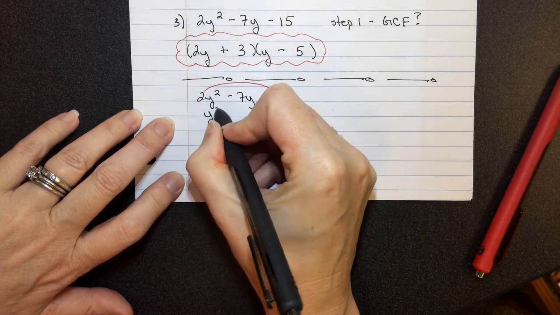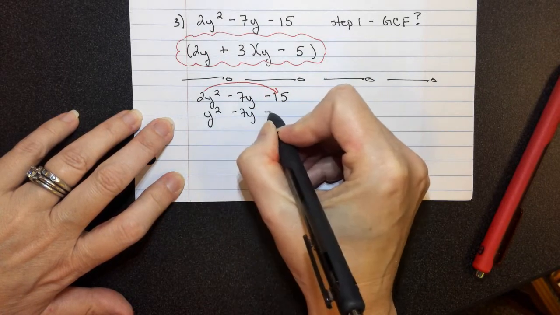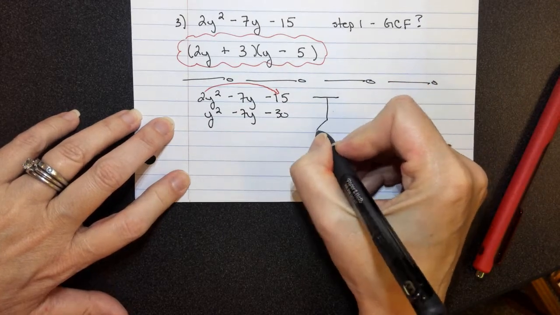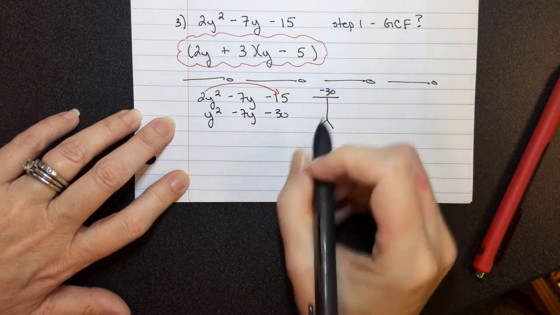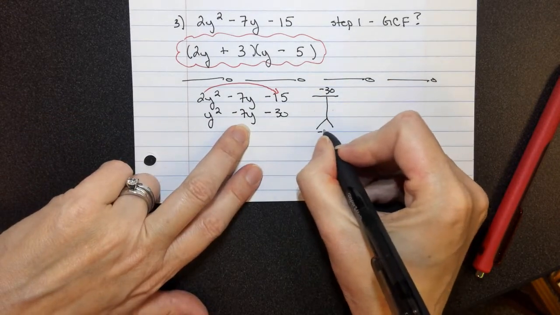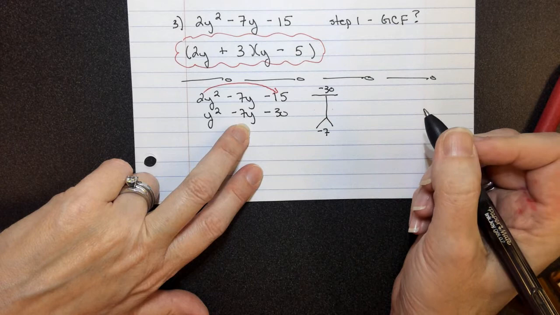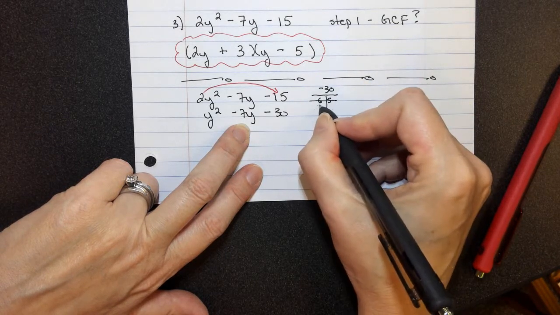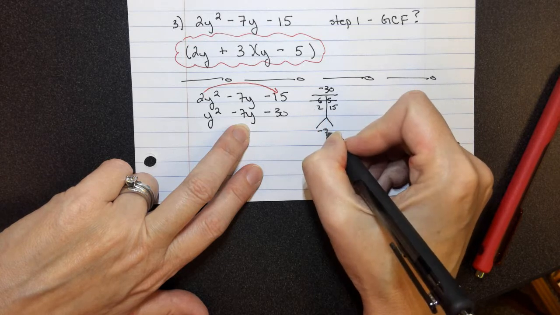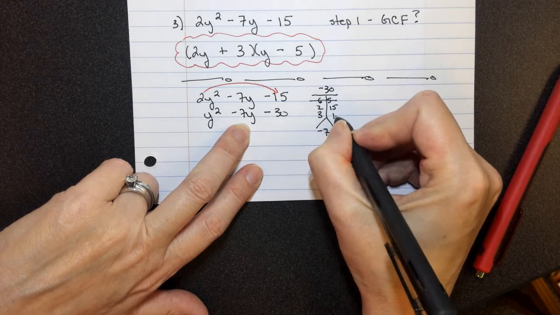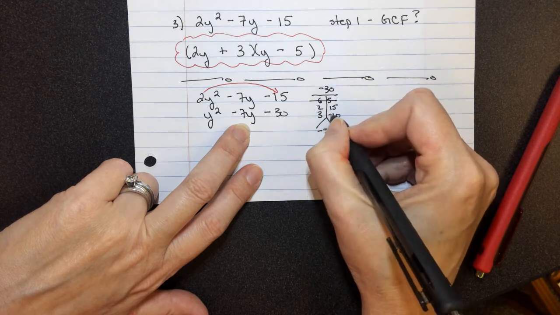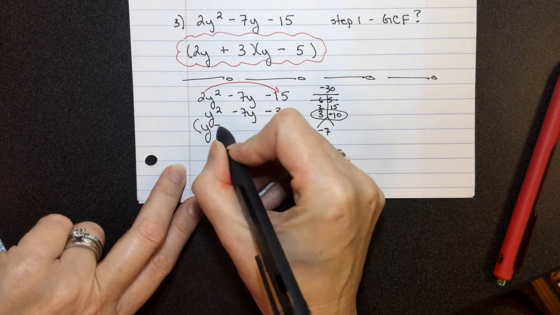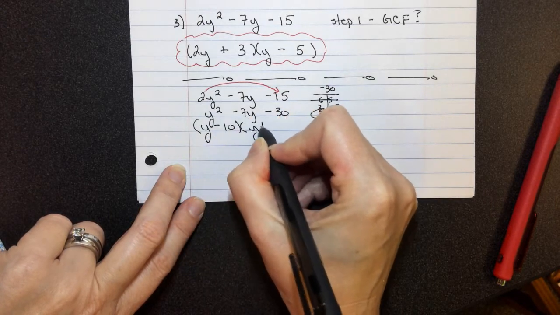I'm going to have y squared minus 7y minus 30. I need to multiply to a negative 30, and I need to add to a negative 7. So I'm thinking in my head, 6 and 5 doesn't add. 2 and 15 doesn't add. 3 and 10 could work. Negative and negative, I'm going to put a negative on that guy. That works. So I'm going to have y minus 10 and y plus 3.